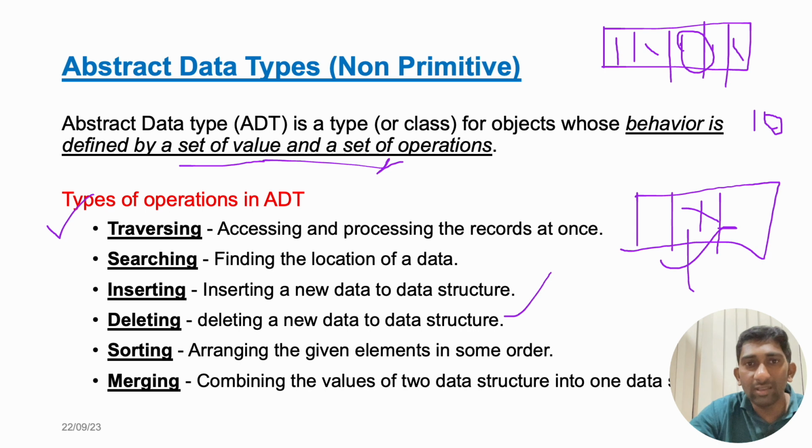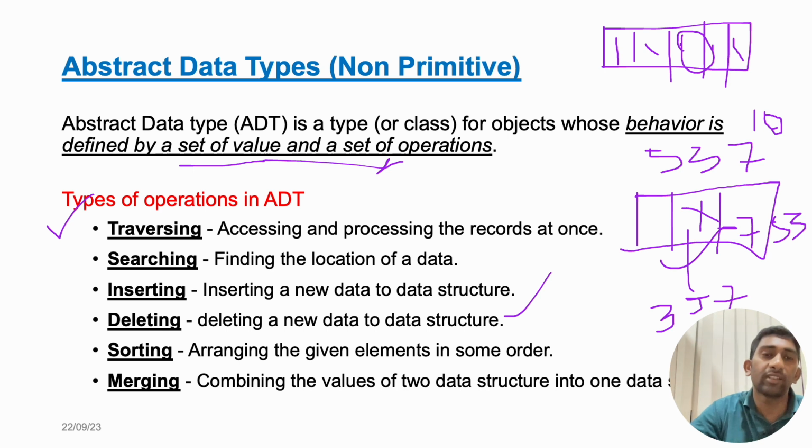Sorting is nothing but, either you want ascending order or descending order, you want to sort the data. For example, the data is 5, 3 and 7. This is not in any order, so I want to sort it into either 3, 5 and 7, or otherwise I want to sort it as 7, 5 and 3. Depending upon my requirement, I will be sorting the data in whichever order is specified by my problem. So that is known as sorting.